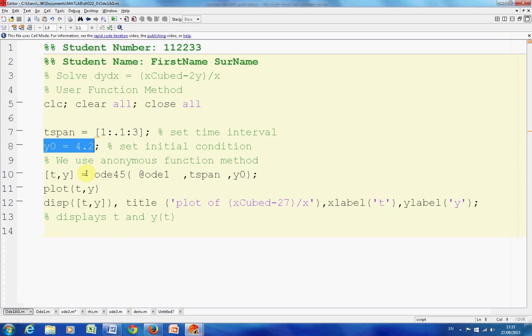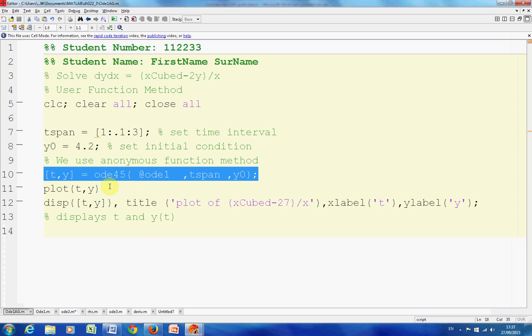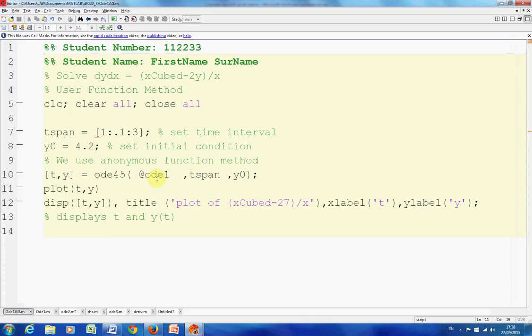So we're using an anonymous function method for this, for the Runge-Kutta. If I slow down even more here, when we call the MATLAB function ODE45, the Runge-Kutta method, fourth order, on the right hand side there are three parameters. There's the handle to the function where we write the differential equation. Next is the time span, which is 1 to 3 in steps of 0.1. And next is the initial condition. So there's three things: the differential equation, the time span, and the initial condition.